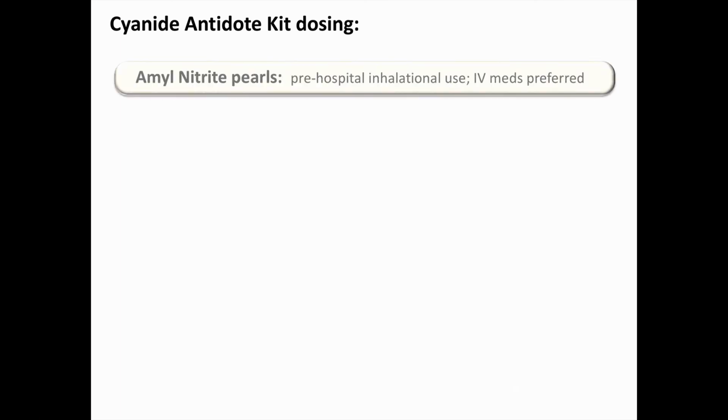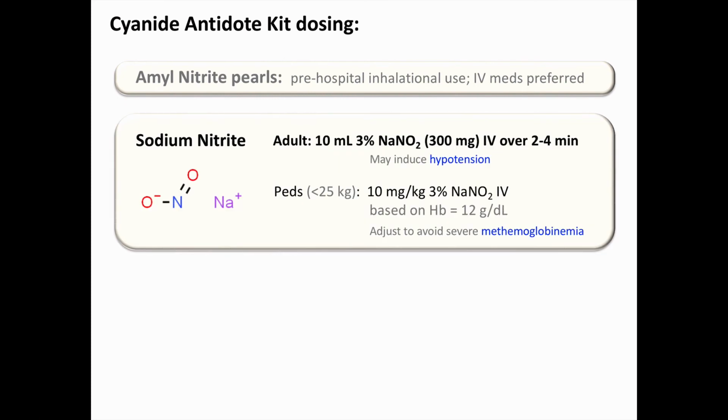The amyl nitrite pearls for inhalation are only used in the pre-hospital setting and only if IV access is not yet obtained. This is the component of the kit that's hardest to keep in stock, since sniffing amyl nitrite can cause a euphoric head rush, so it mysteriously keeps going missing. IV sodium nitrite is preferred over amyl nitrite.